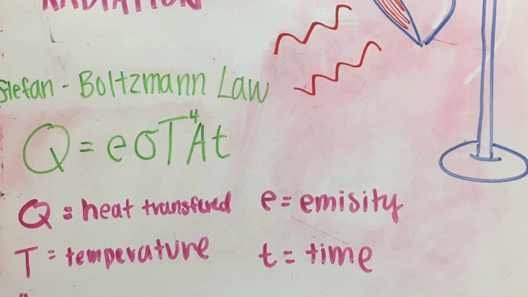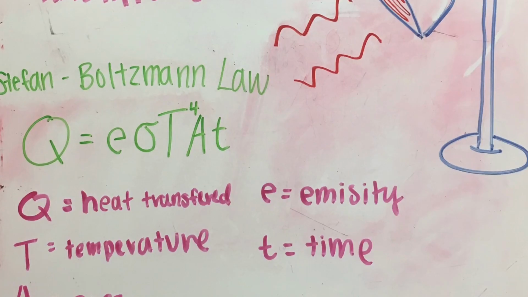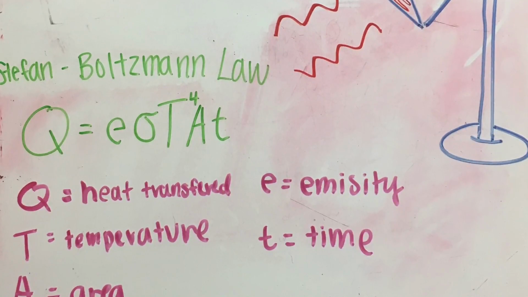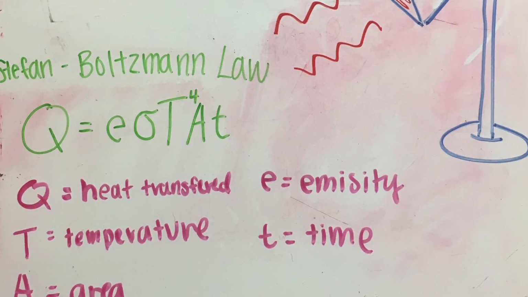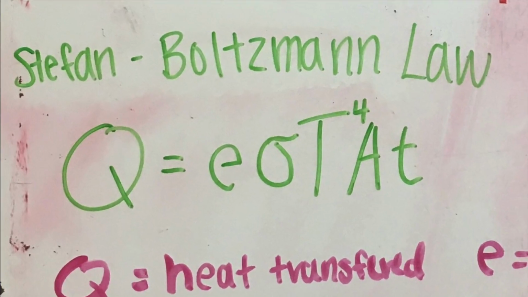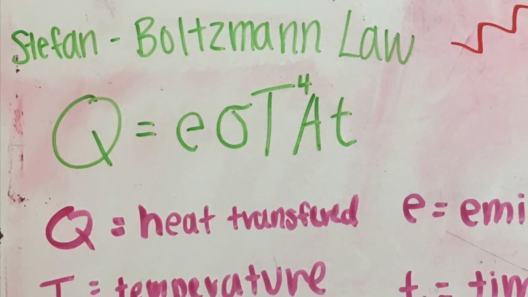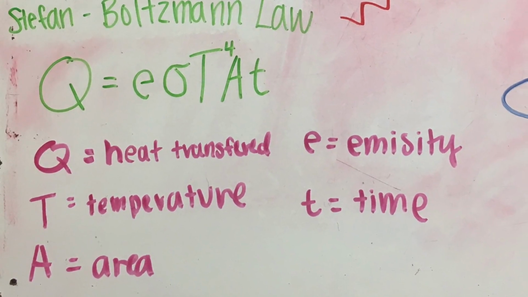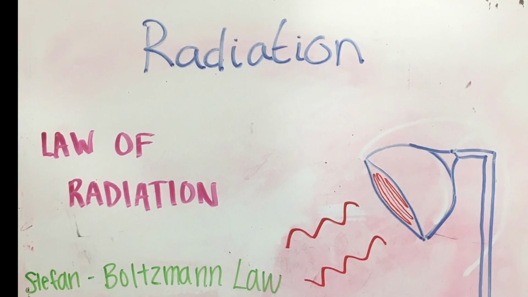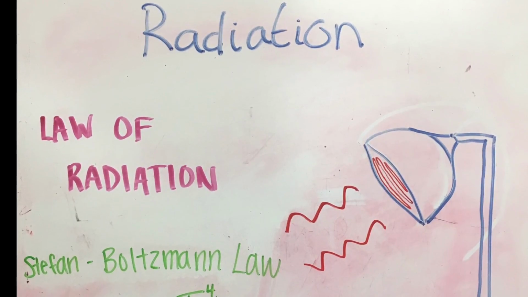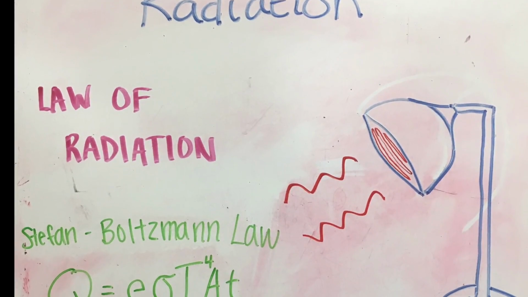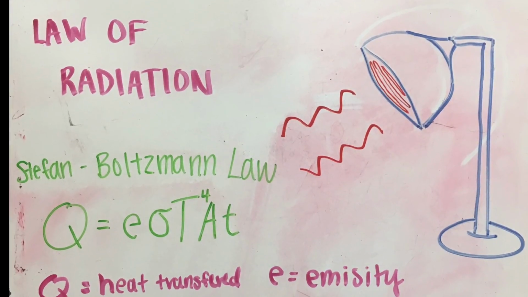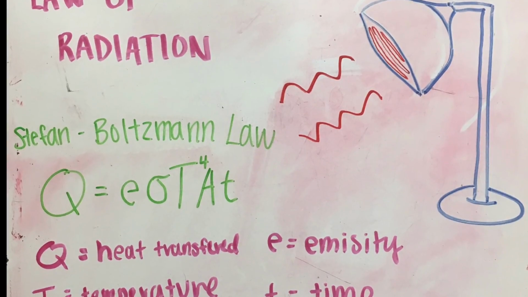Hotter objects give off more energy to their surroundings, and cooler objects absorb more energy from their surroundings. According to the Stefan-Boltzmann law of radiation, Q is heat transferred, T is the temperature in Kelvin, A is the area, t is the time, and e is the emissivity. The Stefan-Boltzmann law of radiation can tell us the amount of energy radiated from the object to its surroundings. This equation can also be used to calculate the amount of energy absorbed.